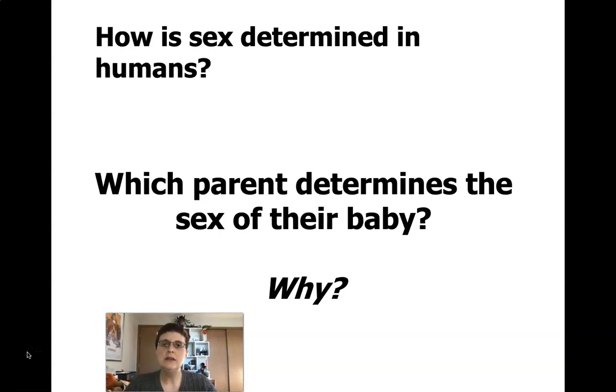So which parent determines the sex of their baby? We're going to focus on this question. Which parent determines the sex of their baby and why? Okay, so the parent that determines the sex of the baby is the male. And that has to do with the chromosomes.